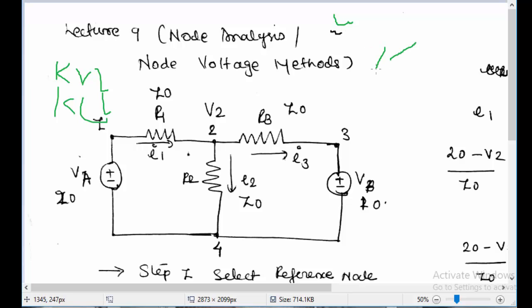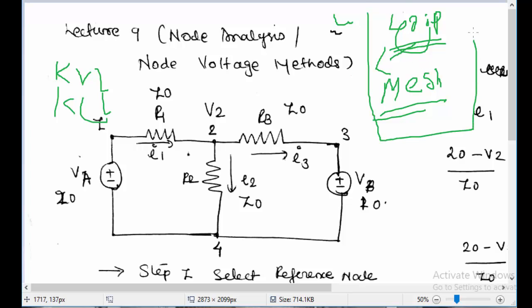Then in the last lecture, we saw the loop analysis, or the mesh analysis, for the solution of the equations, the solution of the circuits. So these are the two things which we saw.